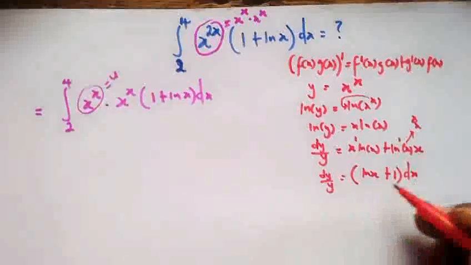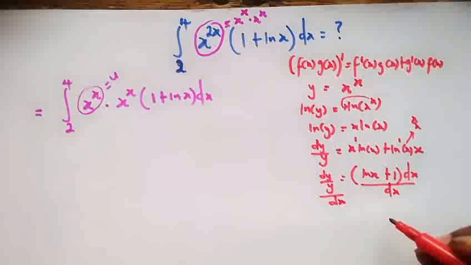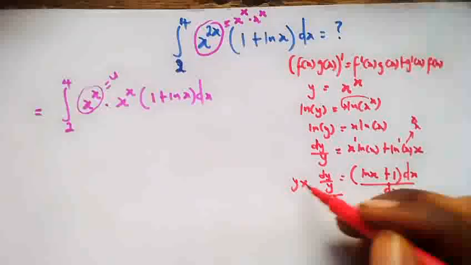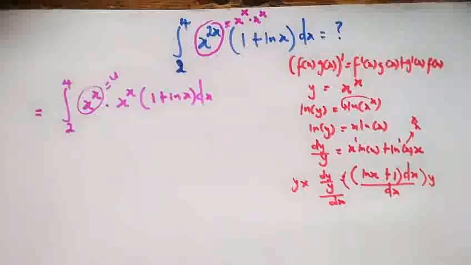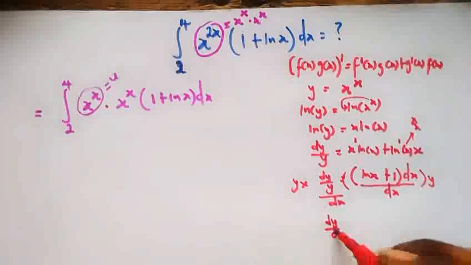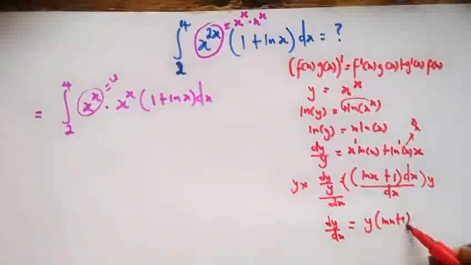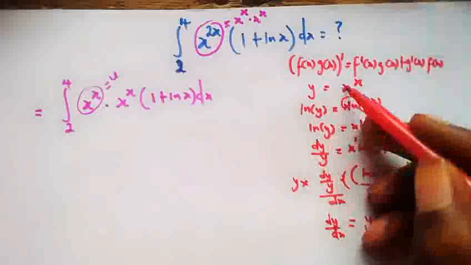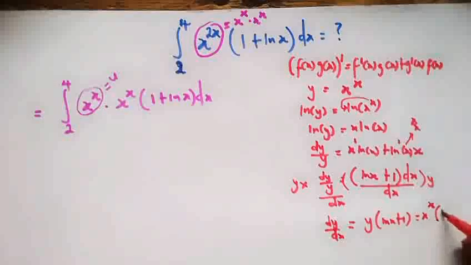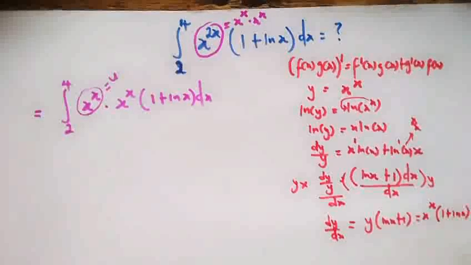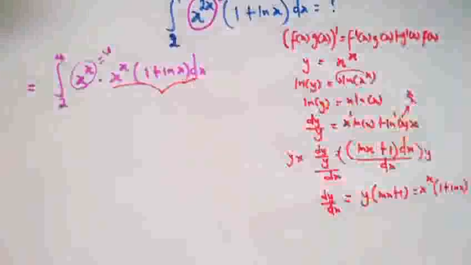So dividing both sides by dx, and then multiplying both sides by y, we are now getting dy dx is equal to y open bracket natural logarithm of x plus 1. And don't forget that y is equal to x raised to x, so we have x to the power of x, then open bracket 1 plus natural logarithm of x. Wow, and this is exactly what we are seeing here.